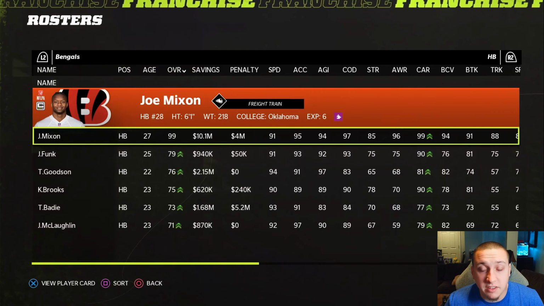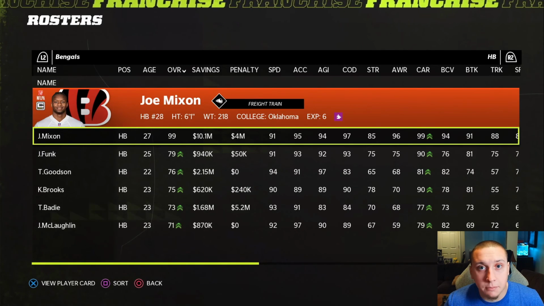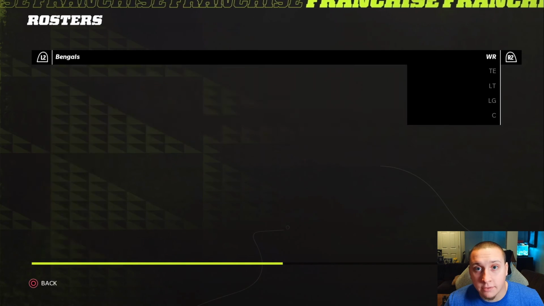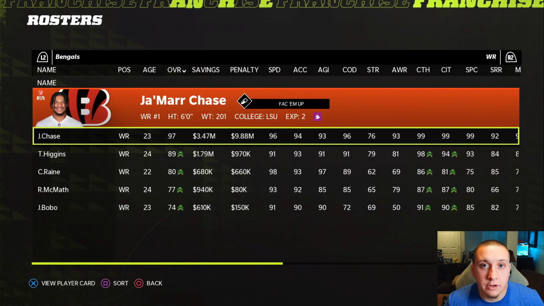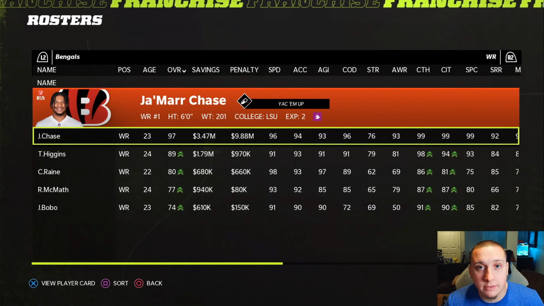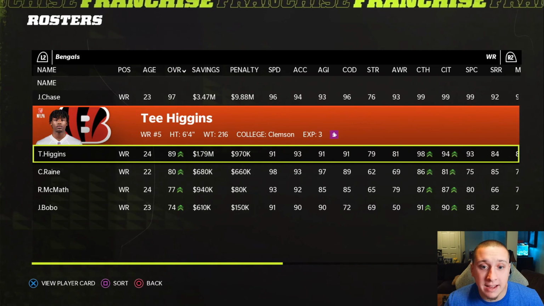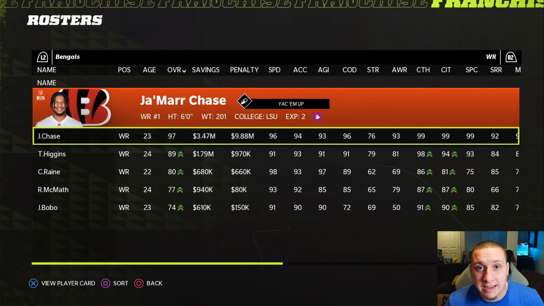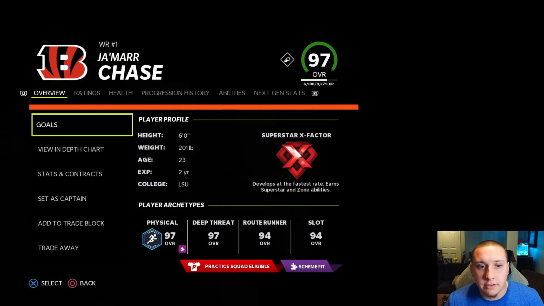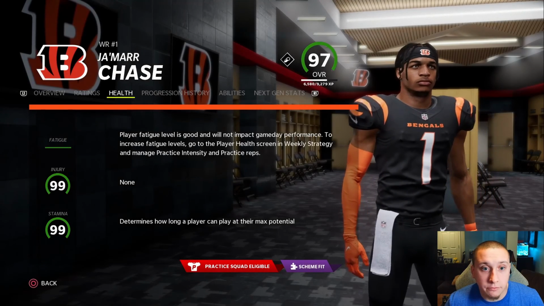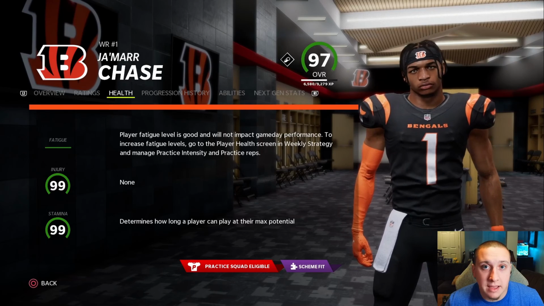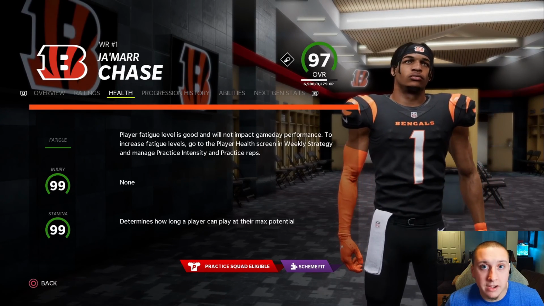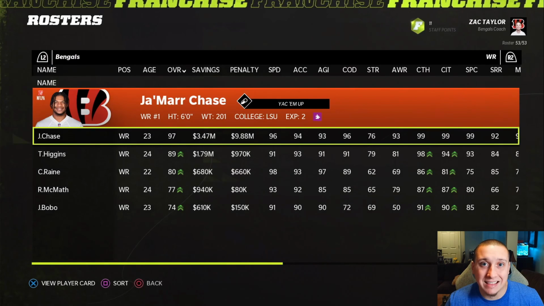In fact, I was just playing a game not too long ago where I had Joe Mixon as well as all of my top receivers never come back into the game. Ja'Marr Chase, Joe Mixon, and T. Higgins, and I also had Tyler Boyd at the time, all exited the game and never came back in, and every single one of these players is at full health. There is nothing affecting them, preventing them from coming back into the game. There is no auto sub slider that would say that they shouldn't come back into the game.